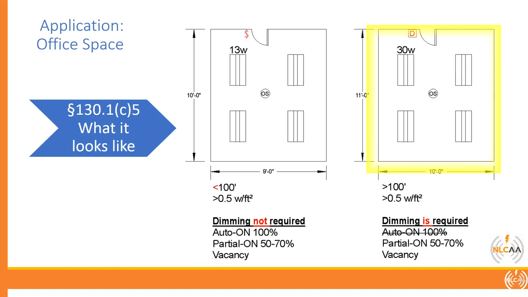And so let's go to the one on the right. That office is over 100 square foot and it's over 0.5 watts per square foot. Both of those trigger points are true. Therefore, we know we have to do multi-level lighting controls, section 130.1b. Dimming is required, and we cross out automatic on because that mode is not available. The only 2 modes of operation would be your partial on at 50 to 70% lighting power, full auto off, and then vacancy mode.